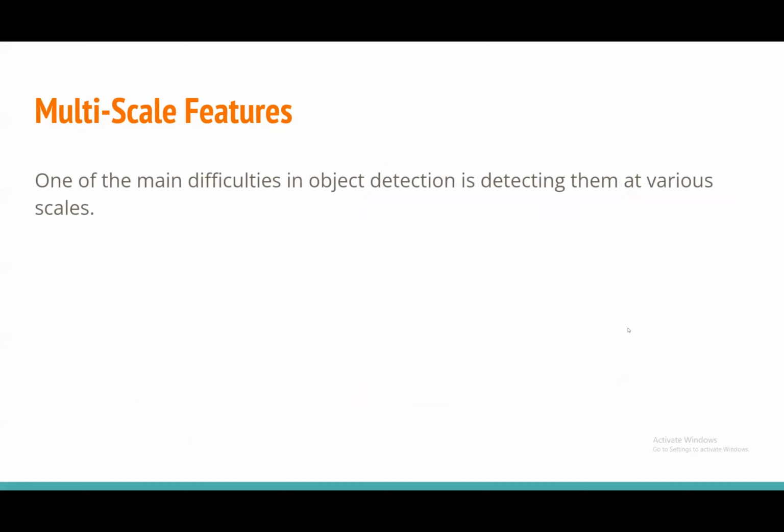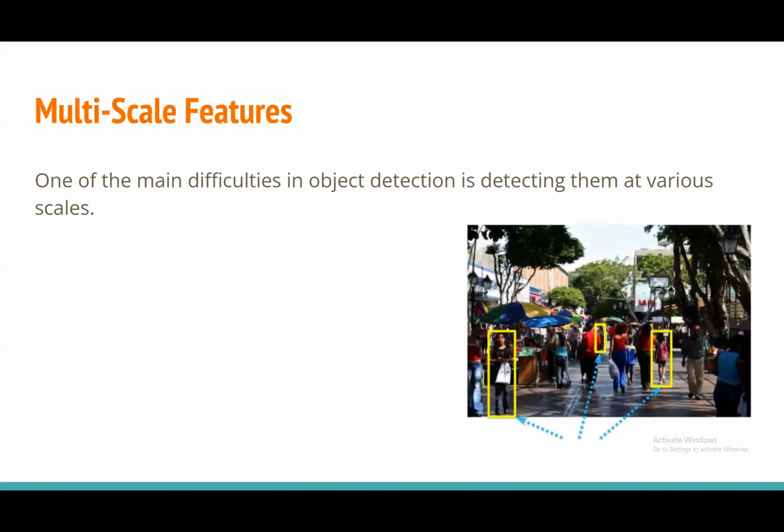Okay, so multi-scale features. One of the main difficulties in object detection is detecting the various scales, and there's a lot of work done in this area. So for example, here we have various people, and all these people have a different size because they're all a different distance away from the camera. But we want to detect all of them. We want to detect this person, even though they're much smaller than this person.